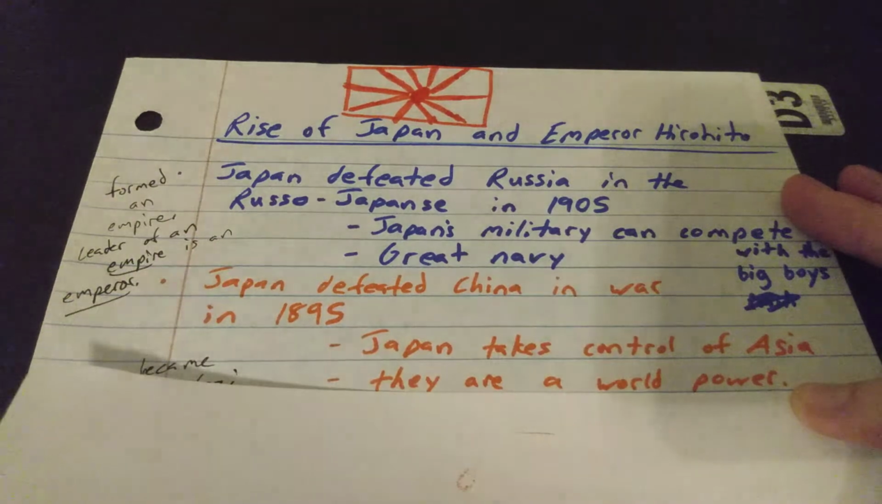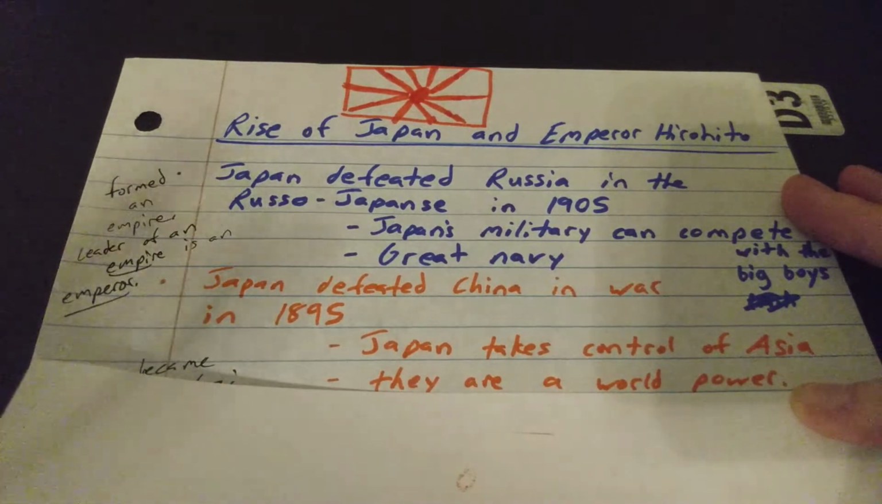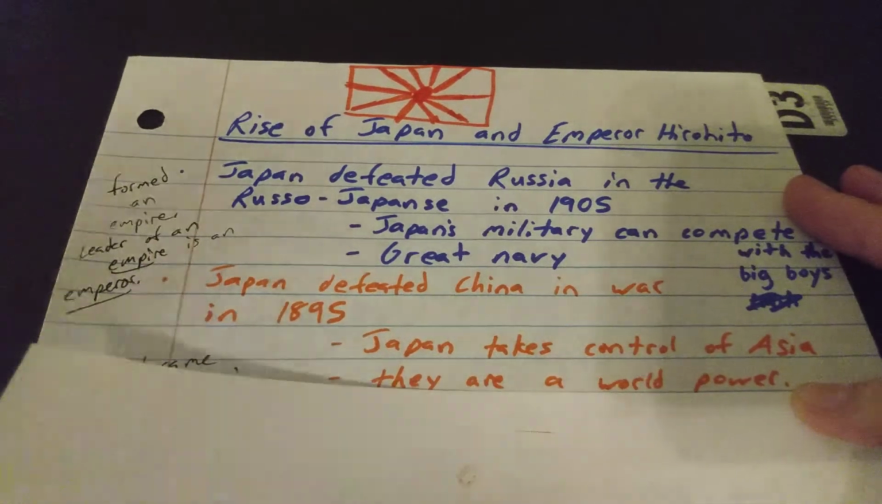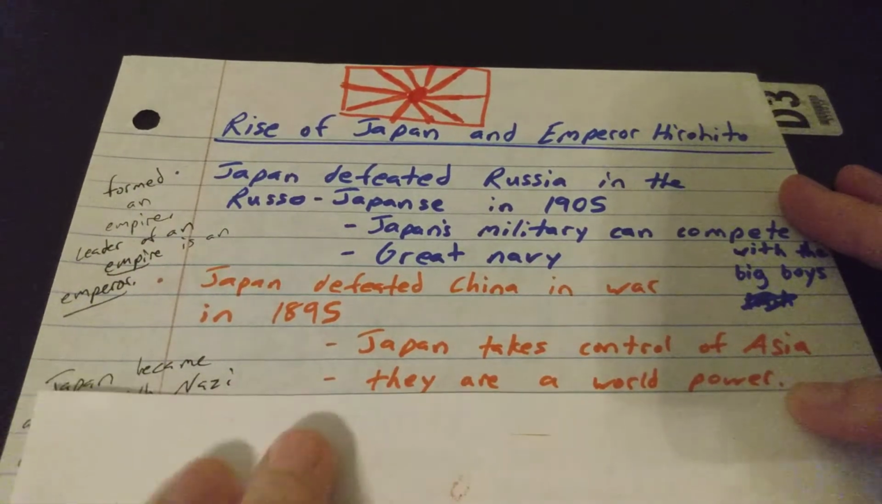It'd be like if America was an empire, we would have an empire maybe over Mexico or the Bahamas or South America. It's where we expand our country or our influence over other countries. That's an empire. All right.